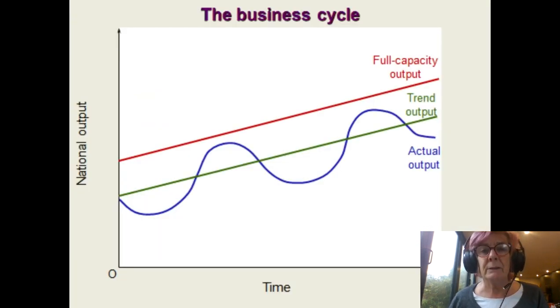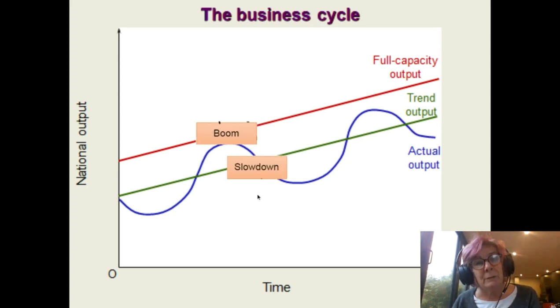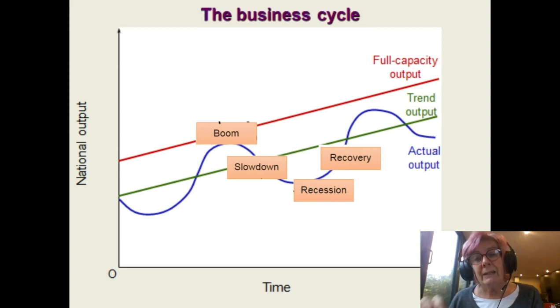And we can see that illustrated quite clearly here on a business cycle diagram. If we look at the blue line, that shows us actual output over time, and we see that on the blue line, growth is short-term, isn't it? We get short-term increases in growth followed by short-term declines in growth. So we get booms, and then we get the economy slowing down, and then we get perhaps a recession, and then the economy recovers.